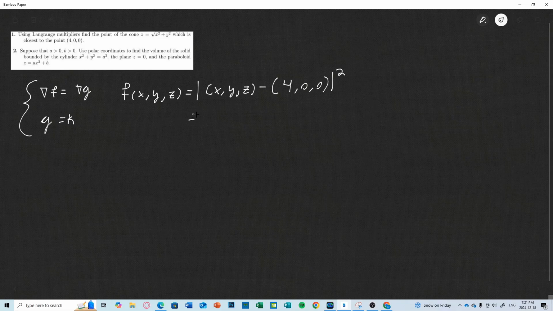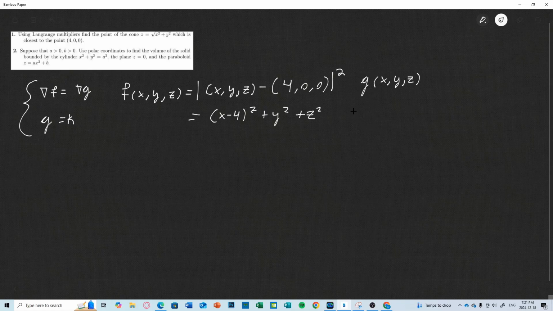And this will give us the point that we're looking for, which is going to be x minus 4 squared plus y squared plus z squared. And this is going to be our f of x, y, and z. So now we want to find what its constraint is. So we want to find our g of x, y, and z.